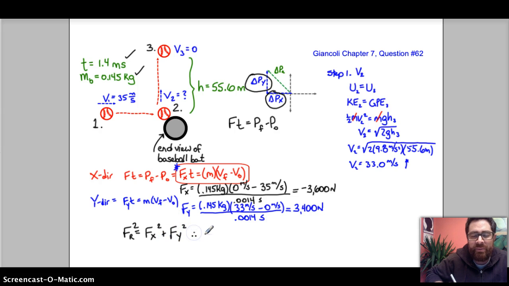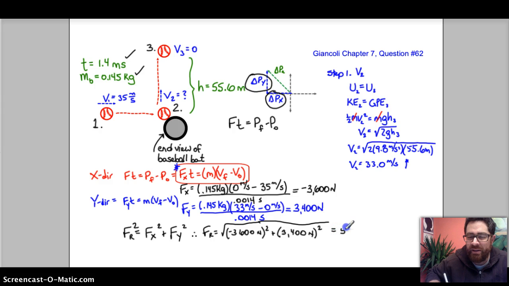Therefore, the resultant force F sub r is going to be equal to the square root of the x component squared, which is now negative 3,600 newtons. I've got to remember to square that. And to it I'm going to add 3,400 newtons. Got to remember to square that. And when I do that, I get about 5,000 newtons. So the magnitude of my resultant is 5,000 newtons.